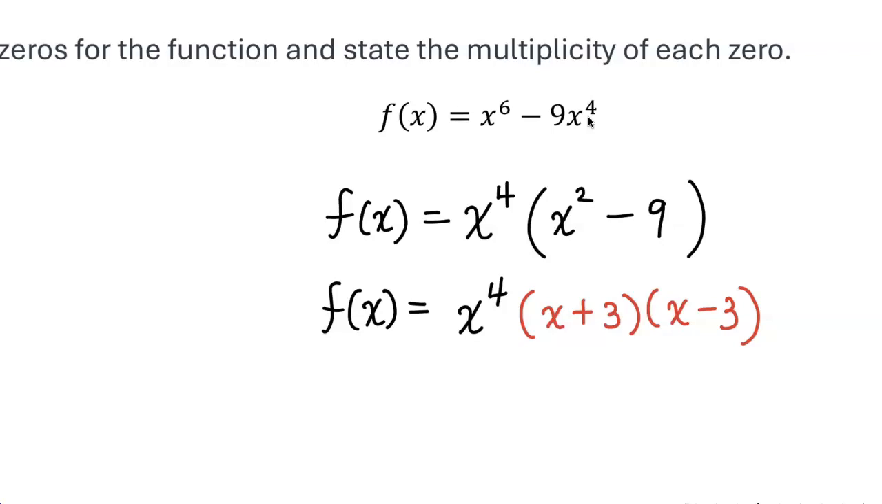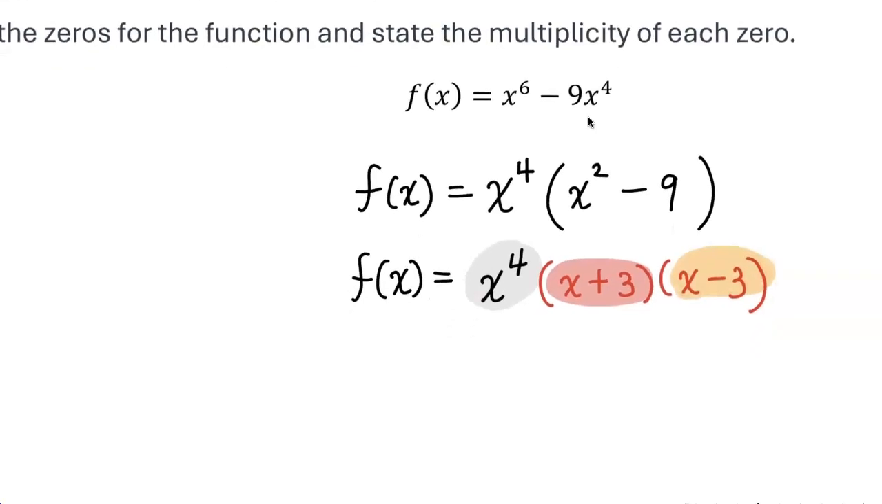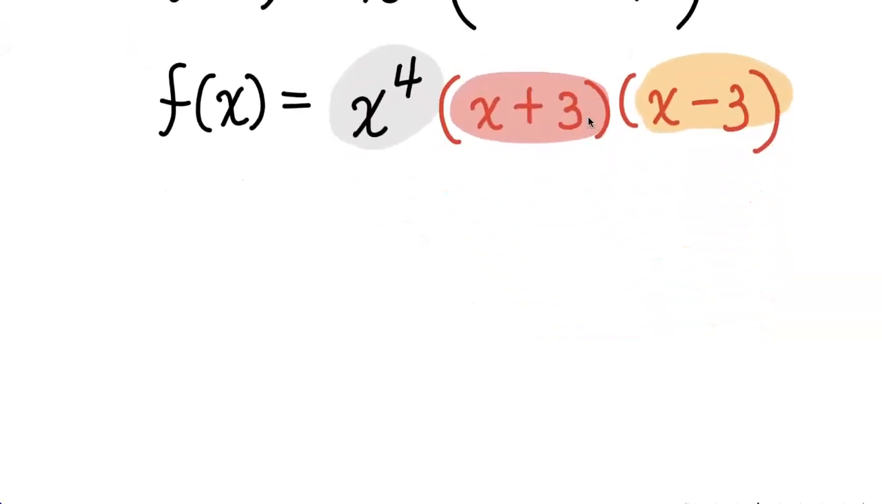We got 3 factors. I'm going to highlight those, okay? So the first factor that I see is x to the 4th power. The second factor that I see is x plus 3. And the last factor that we see is x minus 3. Using these 3 factors, let's find all the zeros. So here are the zeros.